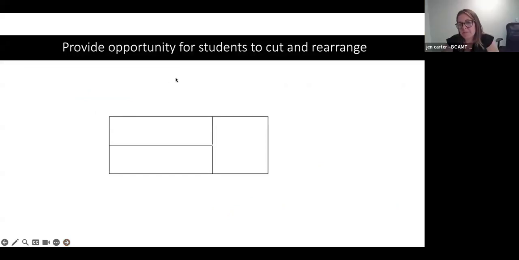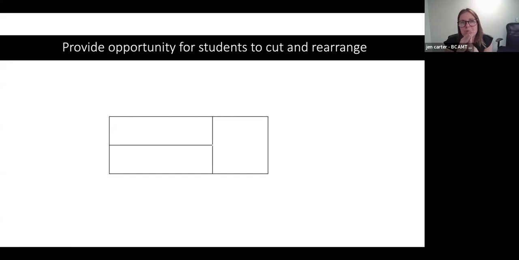Yeah, and so this is also from Marion Small. She talks about providing students with the opportunity to cut and rearrange in order to be able to see, for instance, thirds here. They might not recognize that the square on the right, I hope I made that accurately, Sue, but that the square on the right, if they were able to cut it apart and rearrange it, they'd be able to see the thirds. So giving kids that opportunity is really important for them to understand that they can rearrange and move parts to determine a fraction.